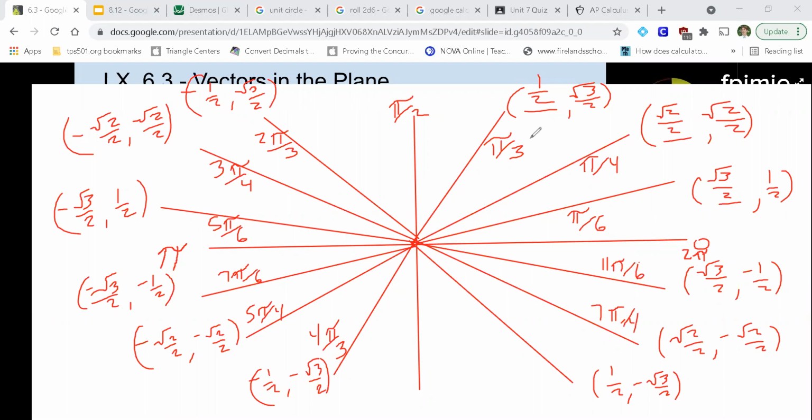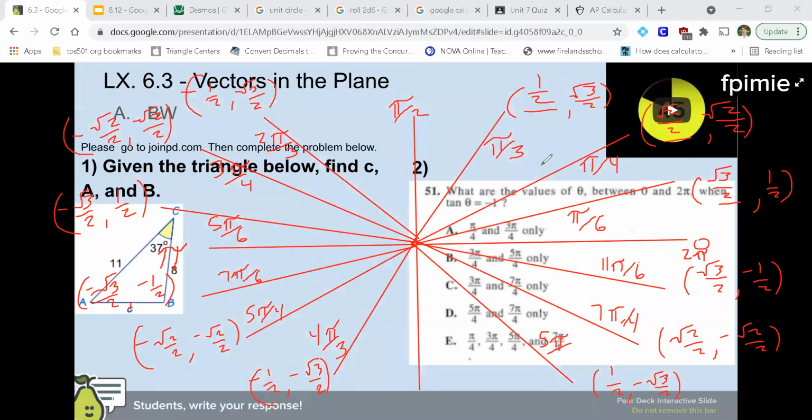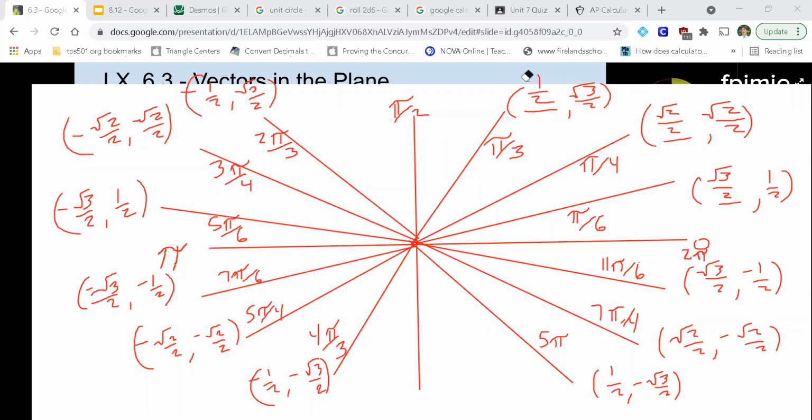2 pi minus a third would be 5 pi over, or sorry. No, that's not what I want. There we go. Undo, that's how we have to erase. All right, so that'd be 2 pi. If I need a common denominator, that'd be 6 pi over 3 minus 1 would be 5 pi over 3. This is 3 pi over 2.